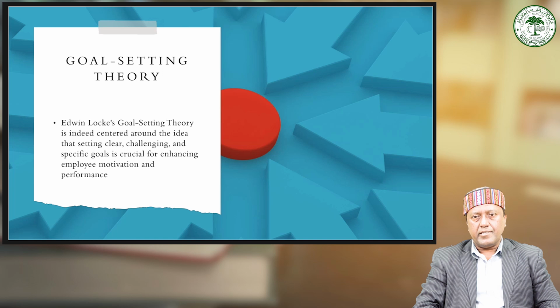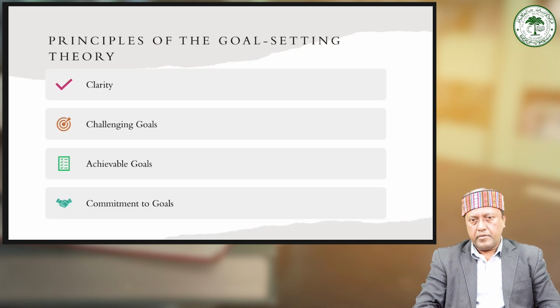This theory is indeed centered around the idea that setting clear, challenging, and specific goals is crucial for enhancing employee motivation and performance. Then the principles of goal setting. The five important principles are: number one, clarity, challenging goals, then achievable goals, commitment to goals. The principles involved in goal setting theory are clarity, challenging goals, achievable goals, and commitment to goals. We'll see one by one what it is.